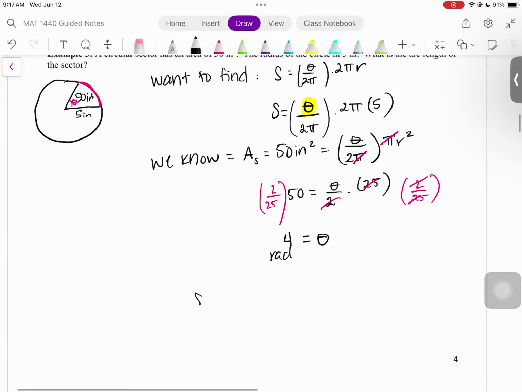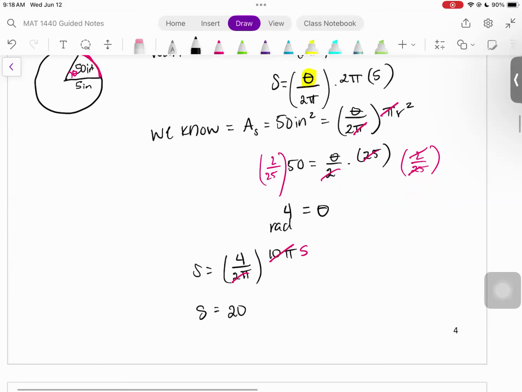So now we can solve for our arc length. Our arc length is going to be 4 divided by 2 pi times 2 pi r, or 10 pi, because 2 times 5 is 10. We're going to start simplifying this. 10 pi divided by 2 pi is 5. So our arc length is going to be 20. And this is in terms of inches.